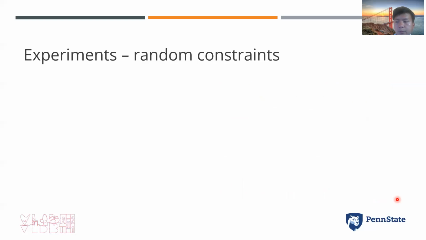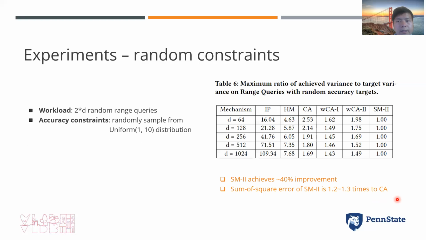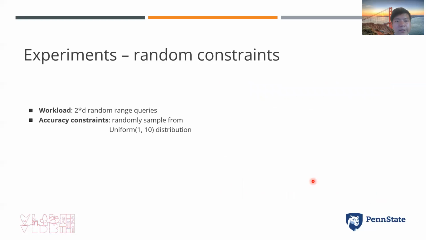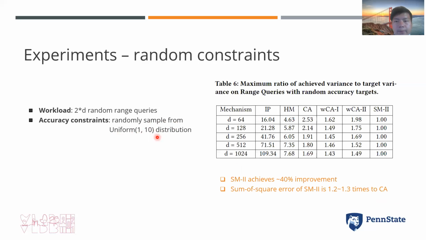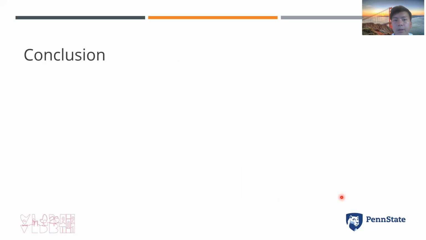We also have the experiment over random constraints. Instead of uniform constraints, we randomly sample them from 1 to 10. The results are also similar. It achieves around 40% improvement. And the sum of square error is around 1.2 to 1.3 times that of the convex optimization algorithm. So we see a good example here.